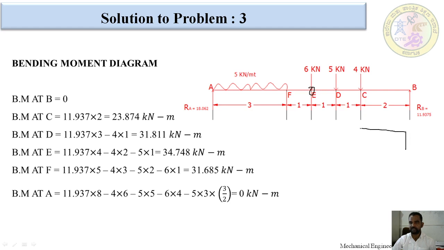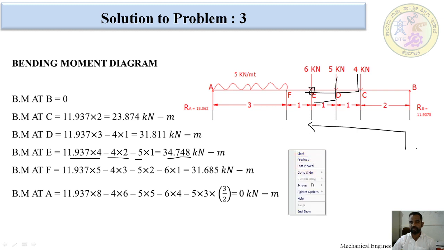After calculating D point, we are going to calculate at E point, this point. This always starts with the right corner. This is the distance. Positive force 11.937 into this distance, which is 4 meter. Next 4 into this distance, 2 meter. Negative because downward force. And this would be the 5 into this distance, 1 meter. 5 into 1 meter. Total is 34.748 kilonewton meter.